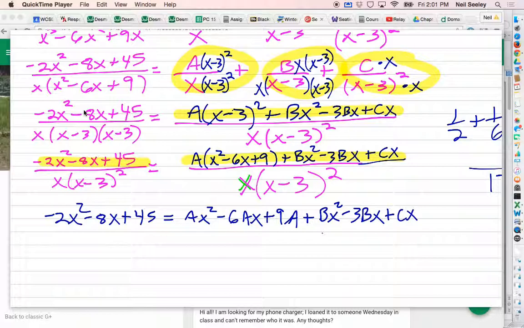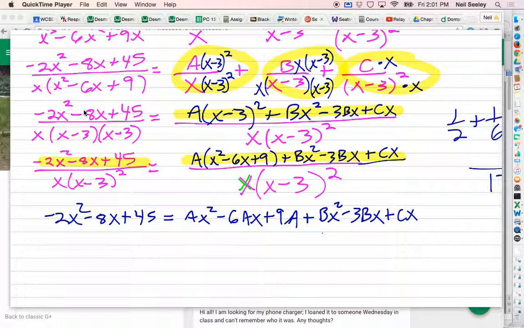Okay, so I just distributed the A. You're good with that one? Do you remember the next piece was just plugging in? We're combining like terms. So I'm going to go find some like terms in there.